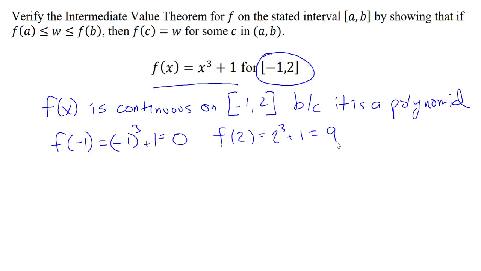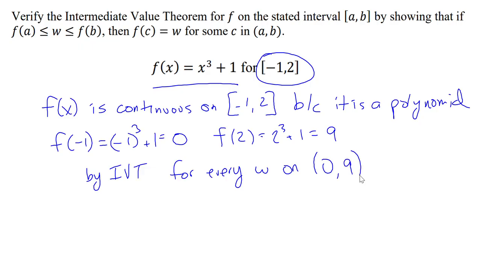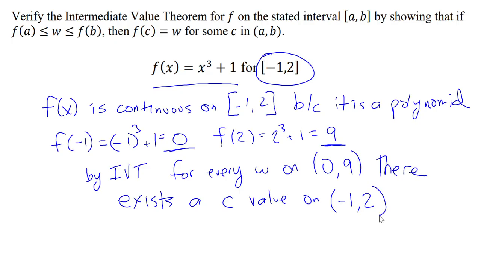And so what the intermediate value theorem says is that by the intermediate value theorem, for every w that we could choose, and we don't have to use w, but for every w that's on the interval from 0 to 9, so between the y value at -1 and the y value at 2, there exists a c value on the interval from -1 to 2 such that f of c is equal to w. And then we need to just prove that this statement is true, right?